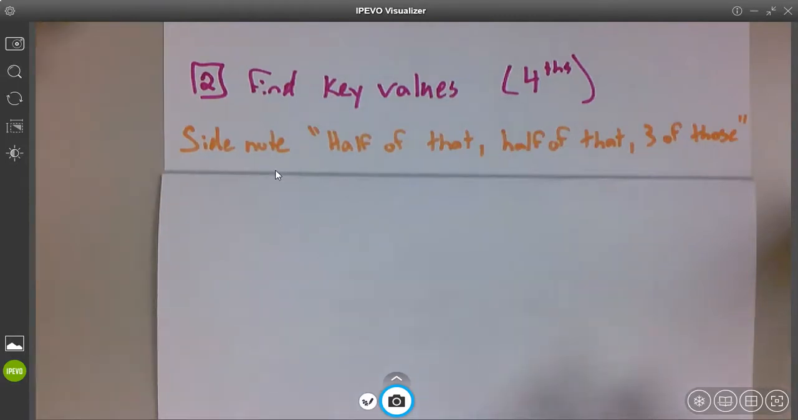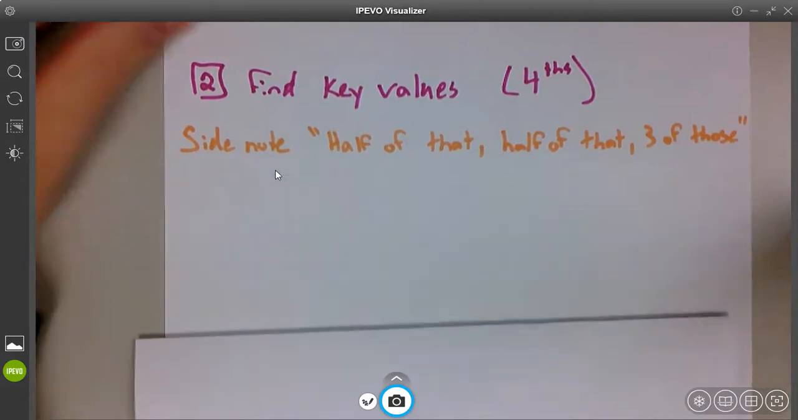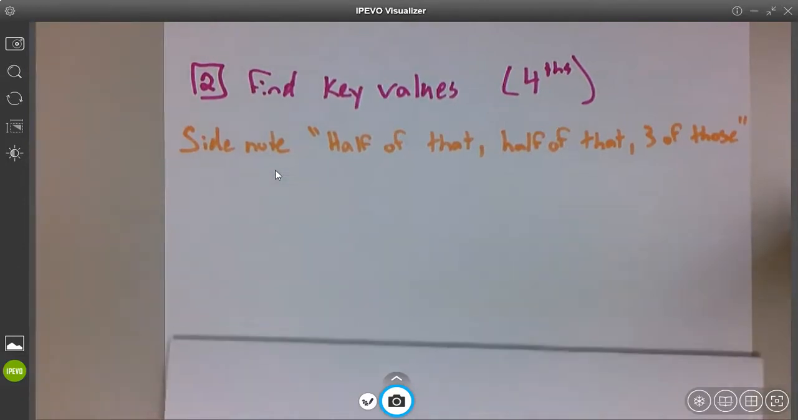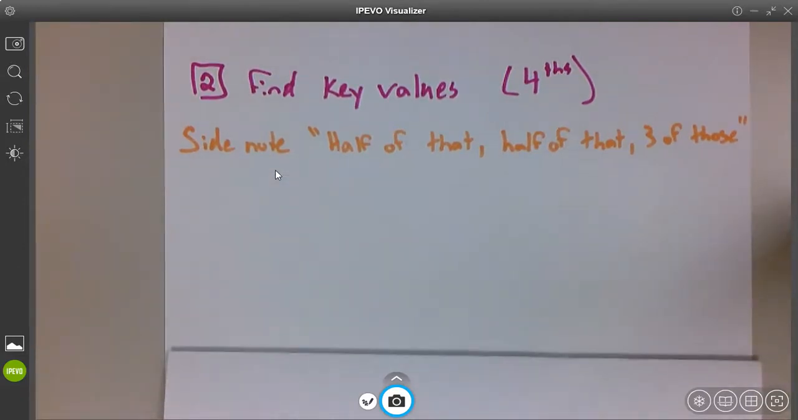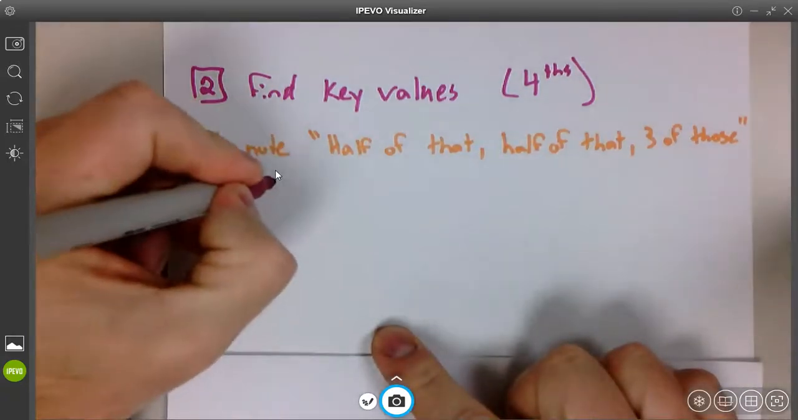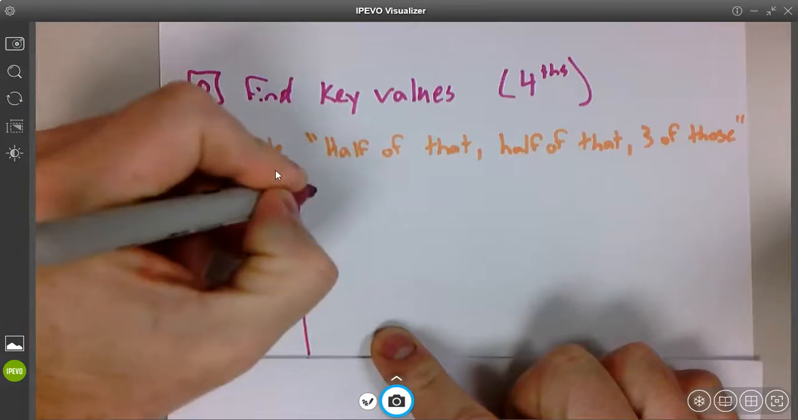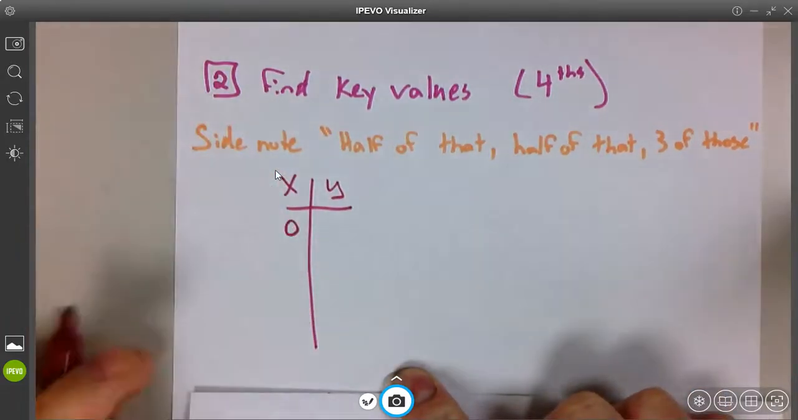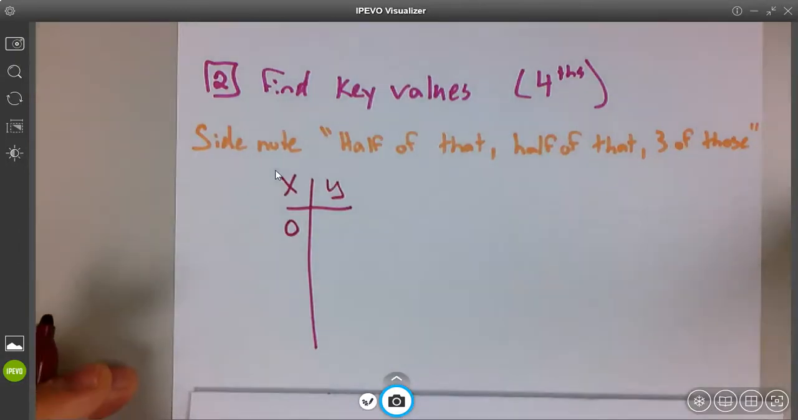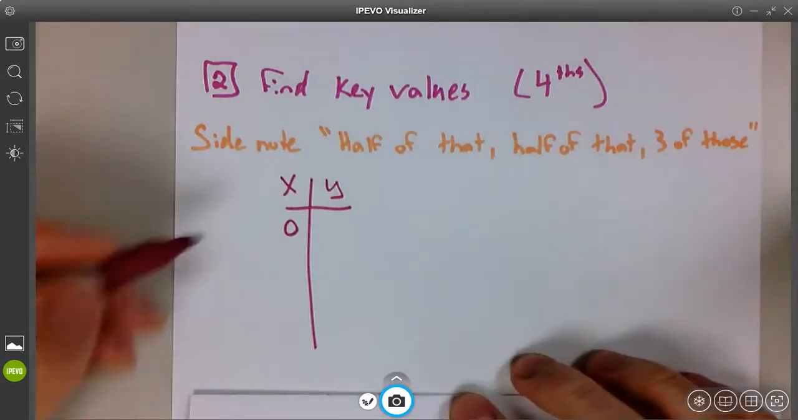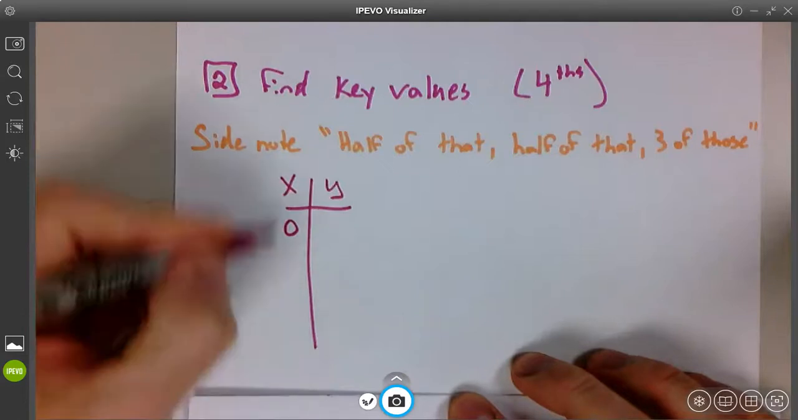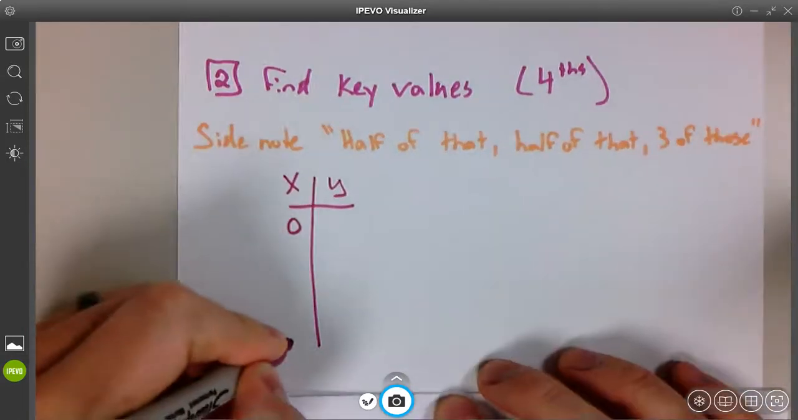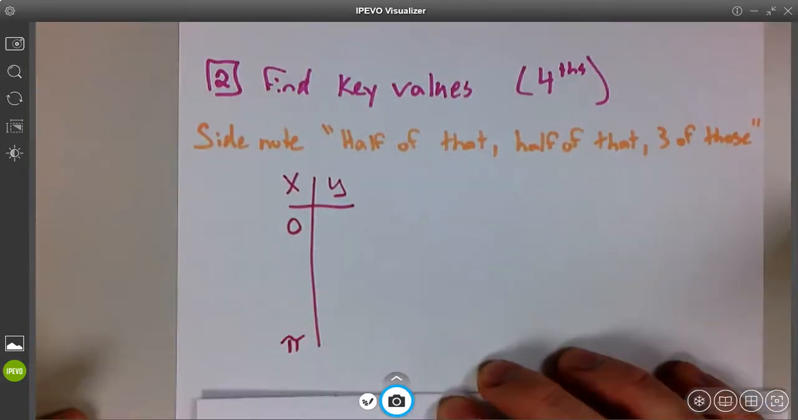Normally I have notes prepared, but I thought maybe it would be more beneficial if I drew these as we go. So I'm going to make a table where we're trying to find those key values. I have my x, and I have my y. We're going to start at 0 on all of these. That's where the circle starts. And then whatever the period is, that goes at the end, because that's when it's going to start to repeat itself. So we're going to take it from 0 to pi.